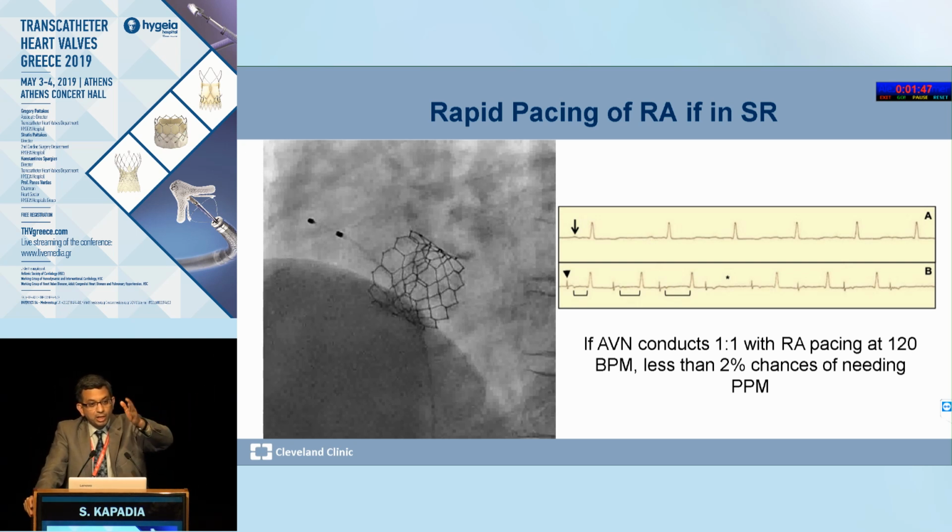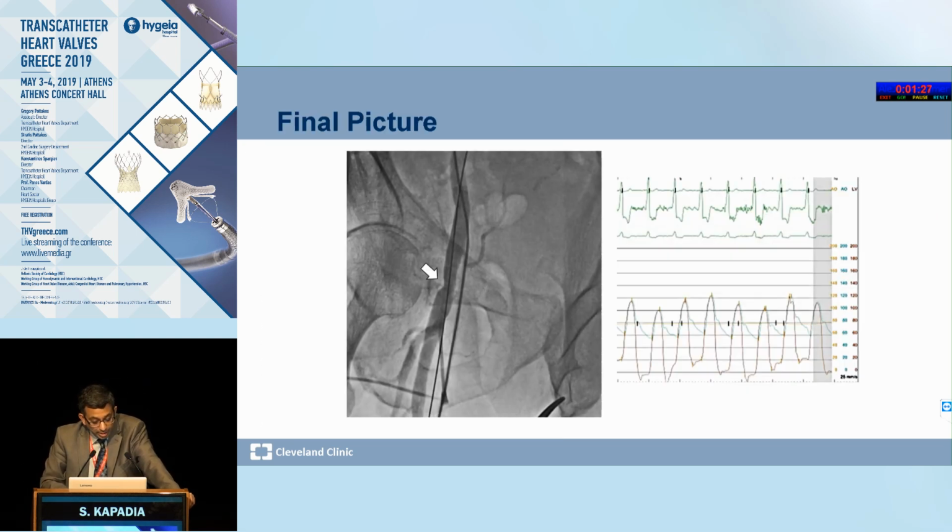If we pace it at 120 and there is no block, 1-to-1 conduction from the pacing, we are very happy. We say the patient can go home that day or next day morning. So 80% of our patients go home the next day. We don't have to check anything else because we have a positive, negative predictor. Again, this paper is in consideration. It will be published soon.